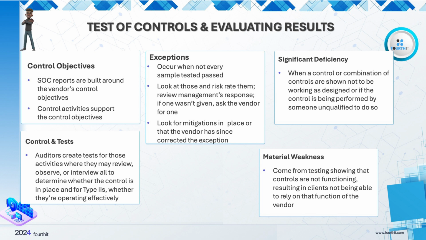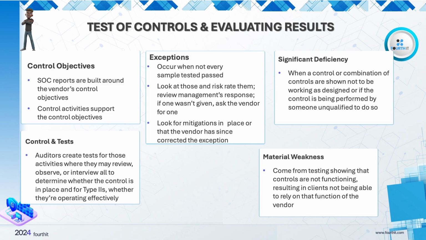Then significant deficiencies. This is when a control or a combination of controls is shown not to be working as designed, or if the control is being performed by someone unqualified to do so. Then we have material weaknesses. These come from testing showing that controls are not functioning, resulting in clients not being able to rely on that function of the vendor.